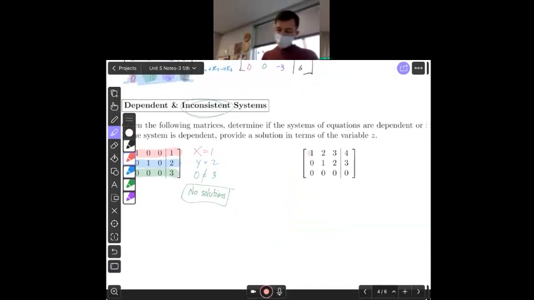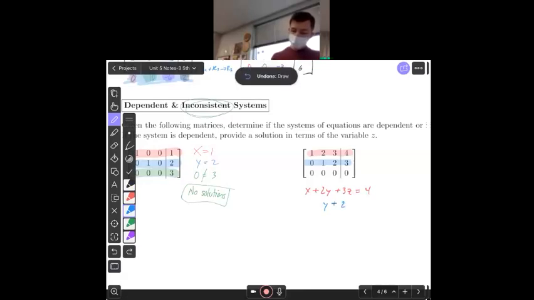Second matrix here, looking at that top row, we have 1x, so x, we have 2y, so plus 2y, plus 3 z's equals 4. And then the second row tells us that 1y plus 2 z's equals 3. And the third row tells us that 0 x's and 0 y's and 0 z's, so 0 equals 0, which is a true statement. 0 is always equal to 0.